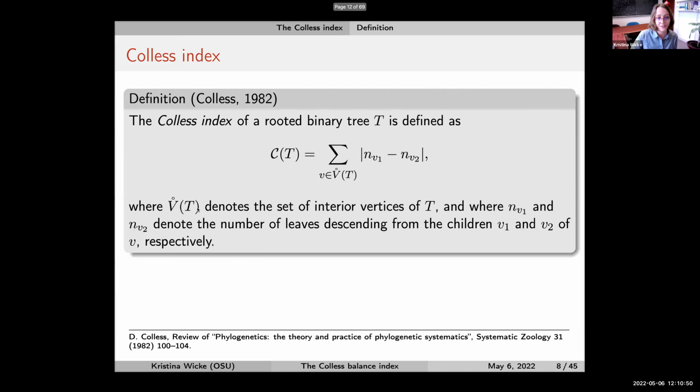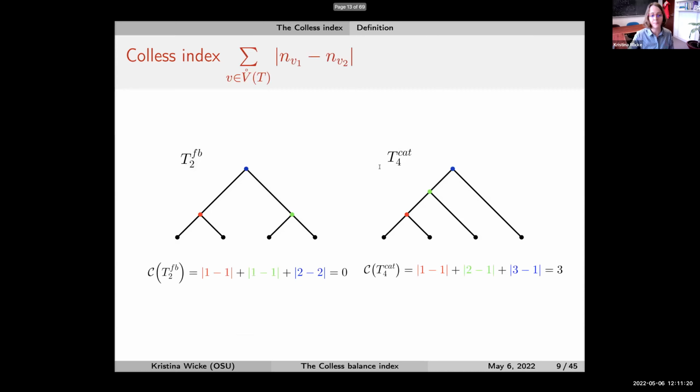Okay, so given such a rooted binary tree topology, Colless introduced the Colless index in 1982, and it's defined as follows. What we do is we sum over all interior vertices of our tree. Let's call such an interior vertex V. And then what we consider is the local imbalance at this vertex V, measured in terms of the difference in subtree sizes rooted at the children of V.